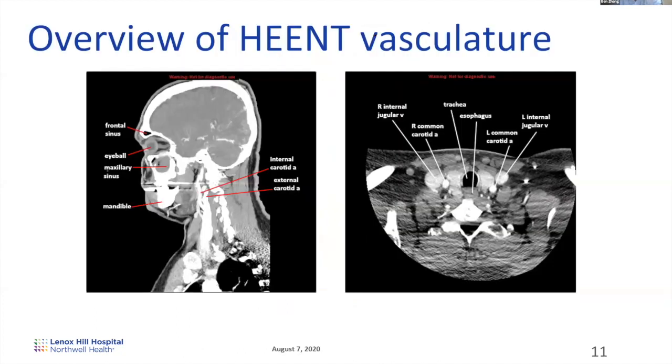Right. So as an overview of what I just talked about, here you can see a kind of CT scan.